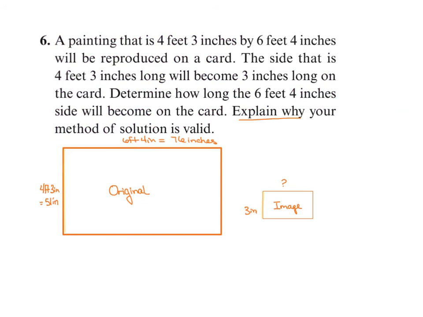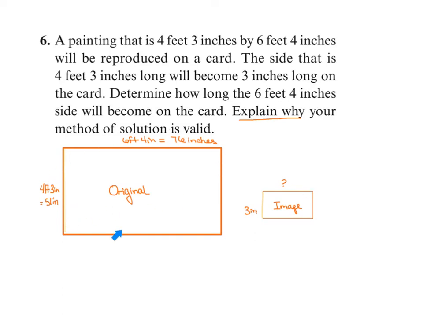The next question is question number 6. A painting that is 4 feet 3 inches by 6 feet 4 inches, which I've shown here, 4 feet 3 inches by 6 feet 4 inches, is going to be reproduced on a card, which I've done over here as the image. The side that is 4 feet 3 inches long will become 3 inches, and then the one that is 6 feet 4 inches is the one we're looking for, so I put a question mark here.